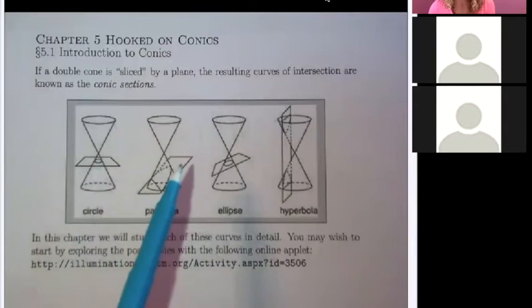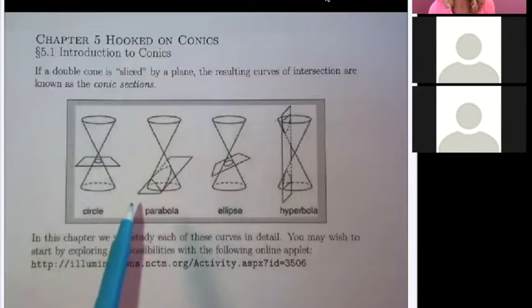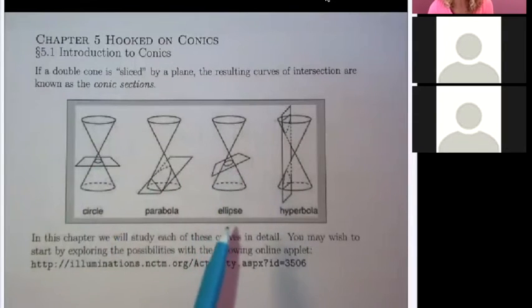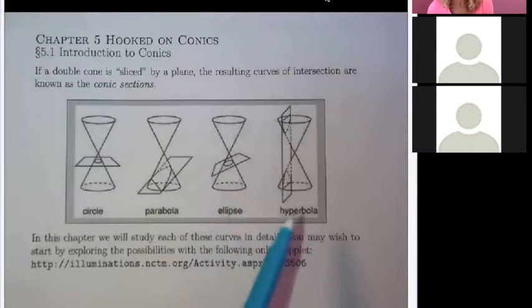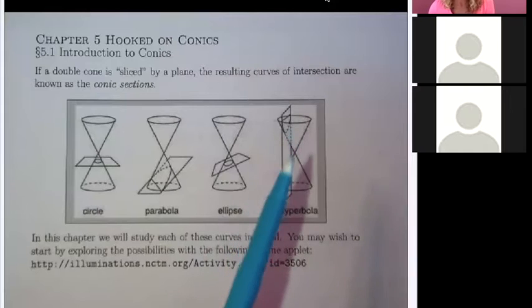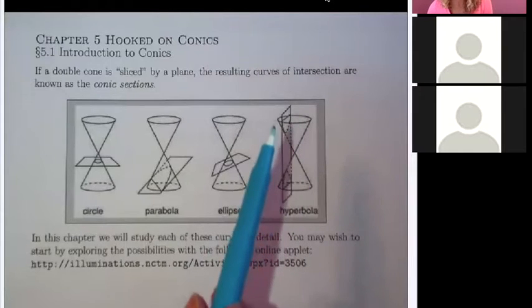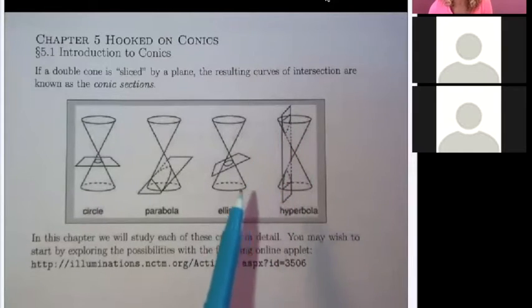If we have it slanted, that's where our parabola comes from. If we slant it toward the end, if we slant it in the middle, it's an ellipse. So it's an oval. And if we have a vertical plane that cuts off 2 of the edges, then we have a hyperbola. Basically, it's 2 parabolas in opposite directions. So those are all of our different shapes, and we're going to talk about each one.